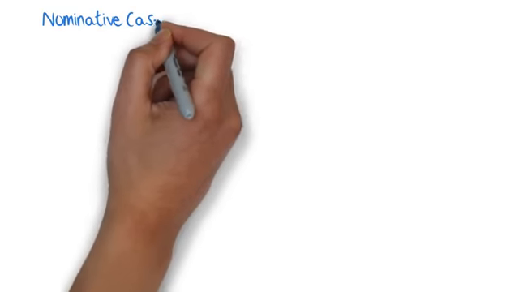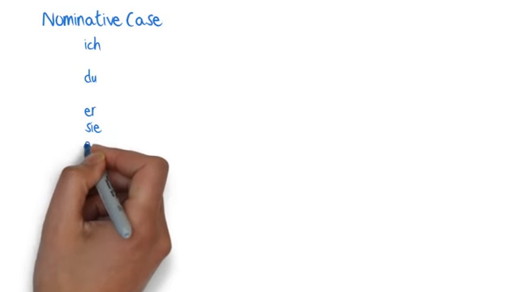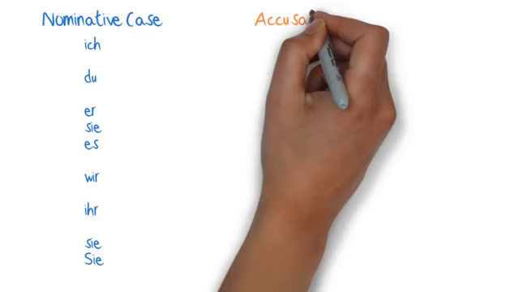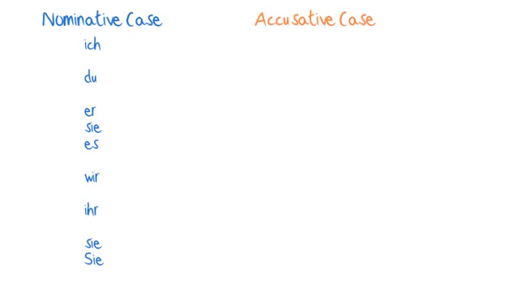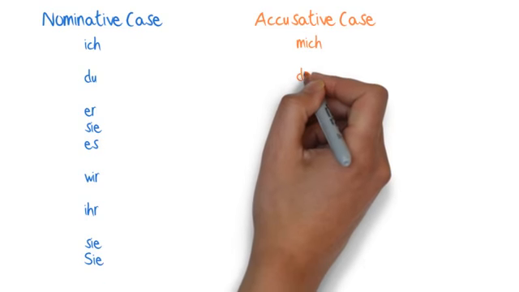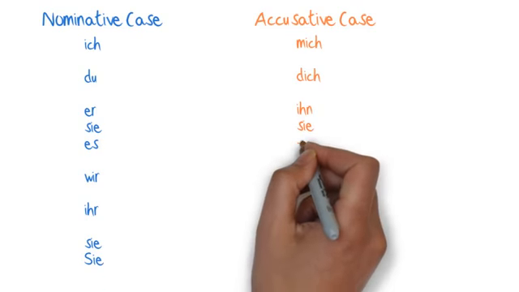Let's take a look at pronouns in the nominative case. These will probably seem very familiar because they're the pronouns you use when you conjugate verbs. That makes sense because verbs are always conjugated for the subject of the sentence. Compare those pronouns to the corresponding pronouns in the accusative case, so the same pronouns turned from subjects into direct objects.